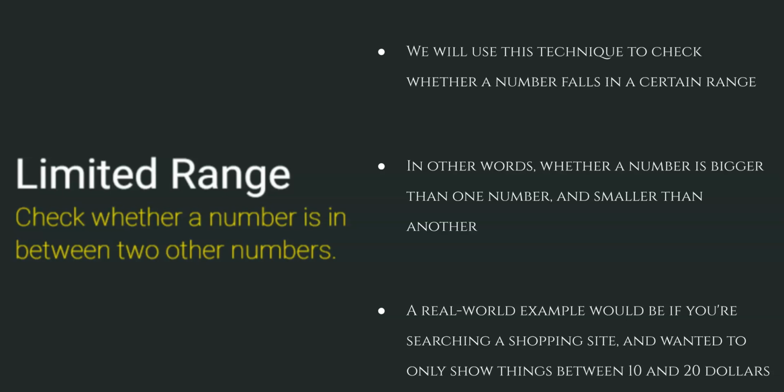Hello, in this video we're going to go over Lesson 2.3 Booleans, Technique 3, Limited Range, and this is the demo. So a limited range is like it sounds. It's checking whether a number is between two other numbers, whether it's within a range of numbers.